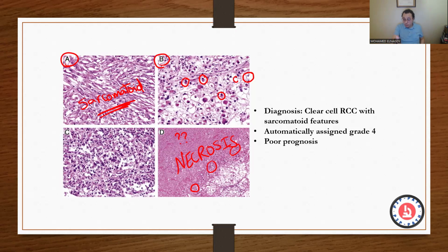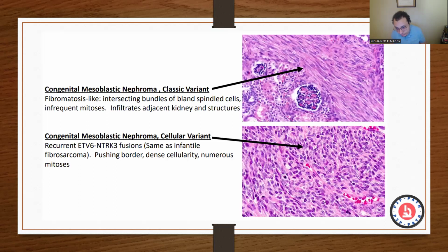So this proves that this tumor is very aggressive. The tumor cells are rapidly proliferating to the point that they are undergoing necrosis. The blood supply is not enough for the proliferating and growing tumor cells. So clear cell RCC with sarcomatoid features, grade 4, poor prognosis.